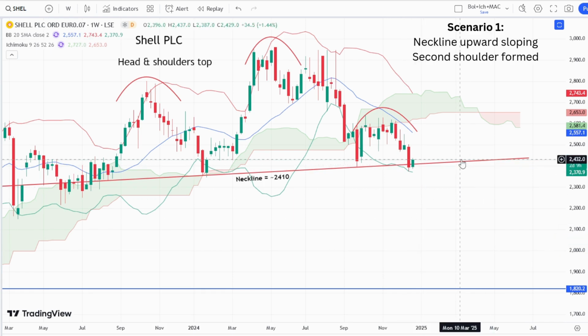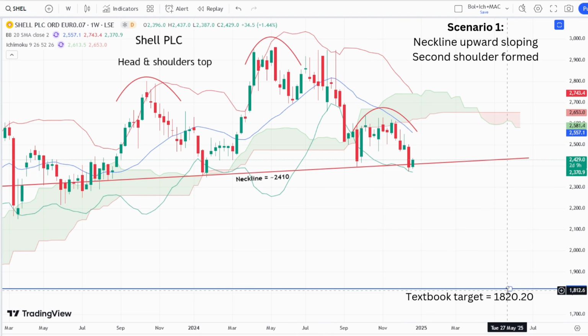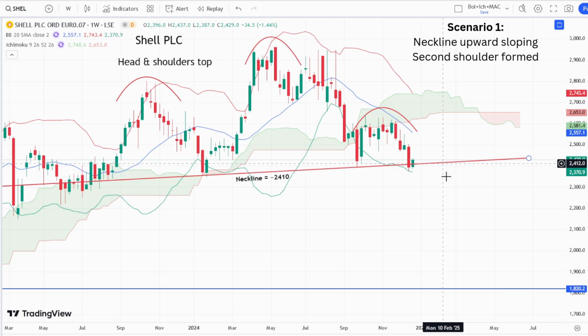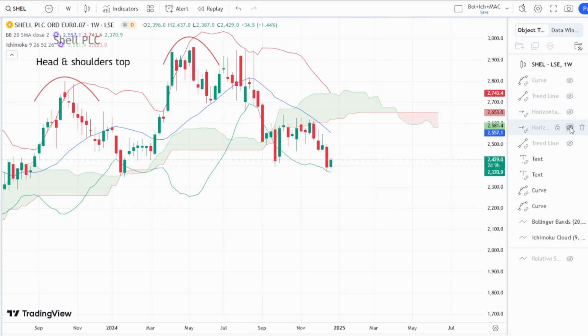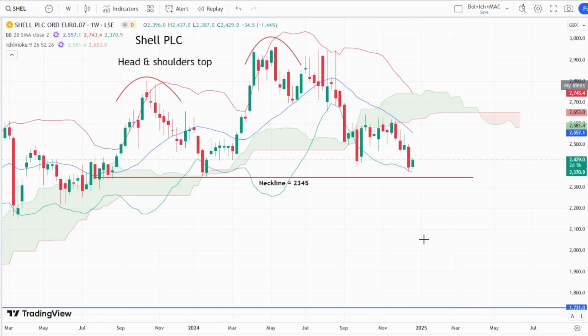Assuming that the neckline is upward sloping, then last week's price action has completed this bearish pattern, and the textbook target is at 1820.2. Necklines that are not true horizontals commonly occur, but I prefer to give it some doubt just to be cautious. So this is where I propose the second scenario, that the neckline is actually a horizontal neckline at 2345.